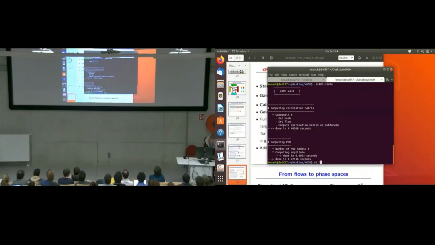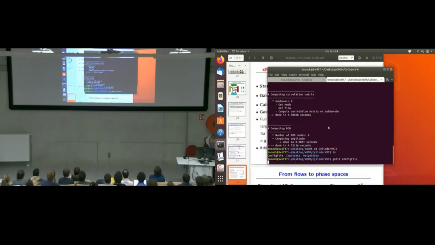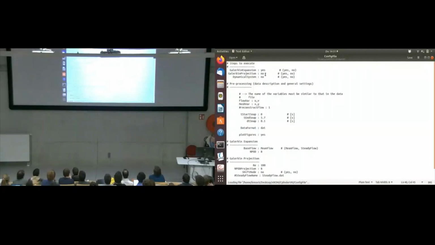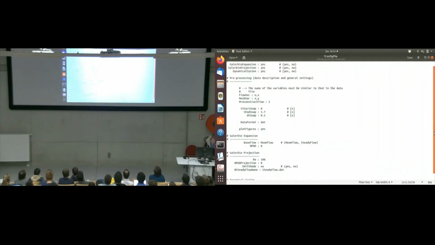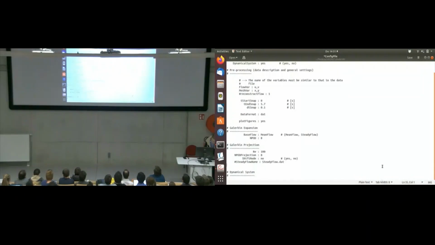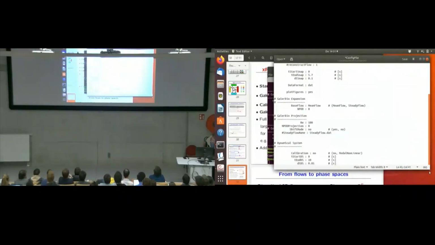We can go a bit further. And here you find a configuration file. Now I get ambitious. I say, okay, we have the Galerkin expansion. I also want to get the dynamical system. And to save a bit of time, I also include... where is it? Why can't I go lower? Oh, here it is. Good.